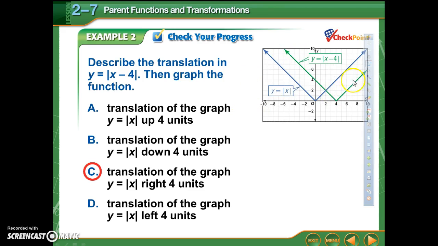And so you can see the graph that we see on our graphing calculator. You also see that the answer is translation of the graph, y equals absolute value of x, right 4 units. This means it took the parent function and moved it right 4 units.